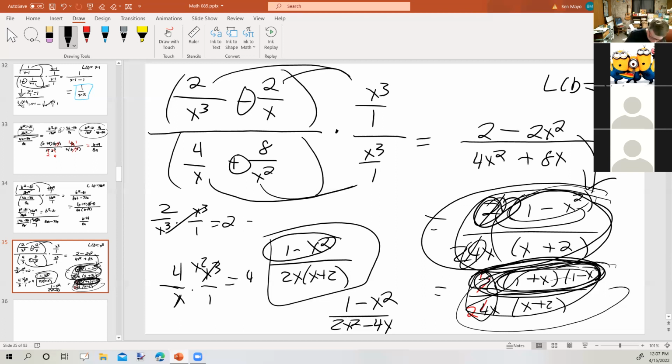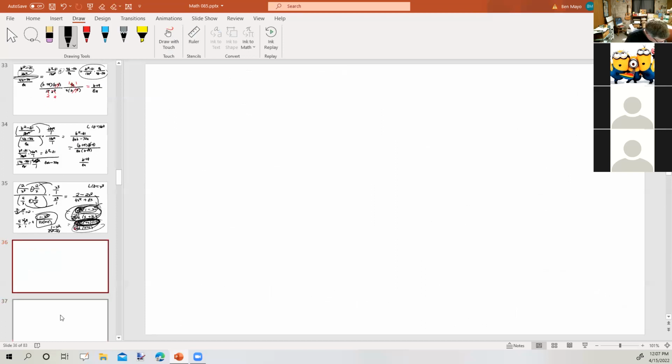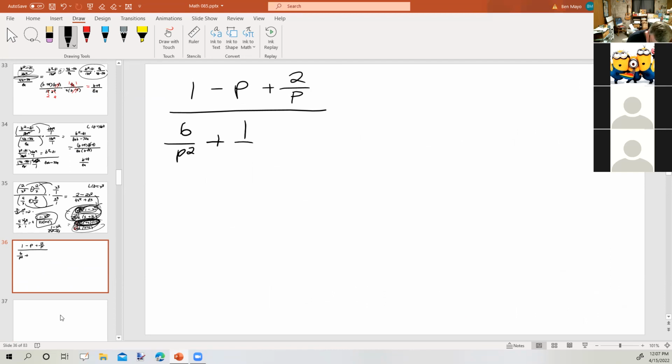All right, let's take a look at this one. 1 minus p plus 2 over p, all over 6 over p squared plus 1 over p minus 1. What's the LCD? P squared. Excellent, p squared.